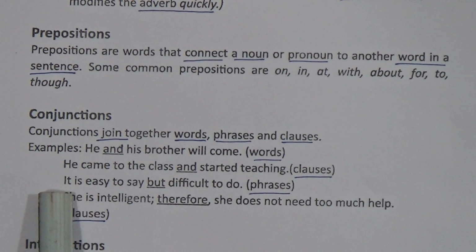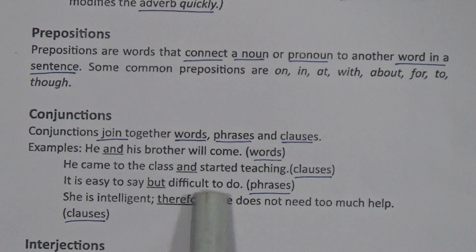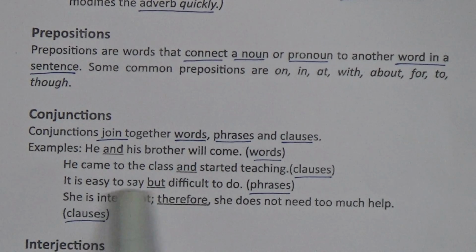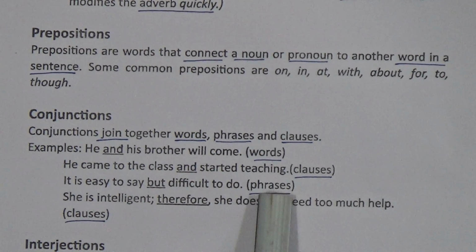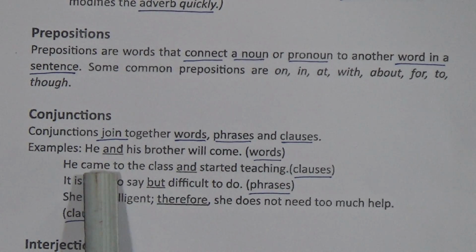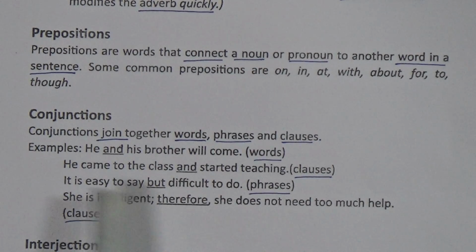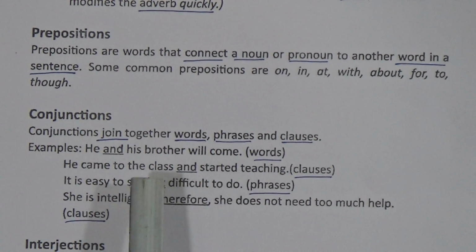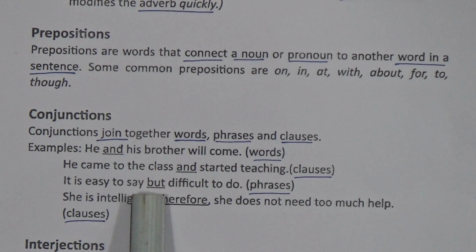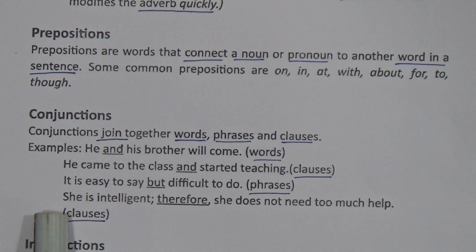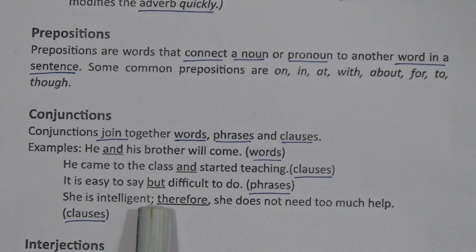Third one. It's easy to say but difficult to do. This is an example of how conjunctions join phrases. It's easy to say. Then the conjunction but. Difficult to do. These two parts of the sentences are joined with the conjunction but. Fourth one, this is another example of clauses. She is intelligent, therefore she doesn't need too much help. This is another example of how conjunctions are joining clauses.